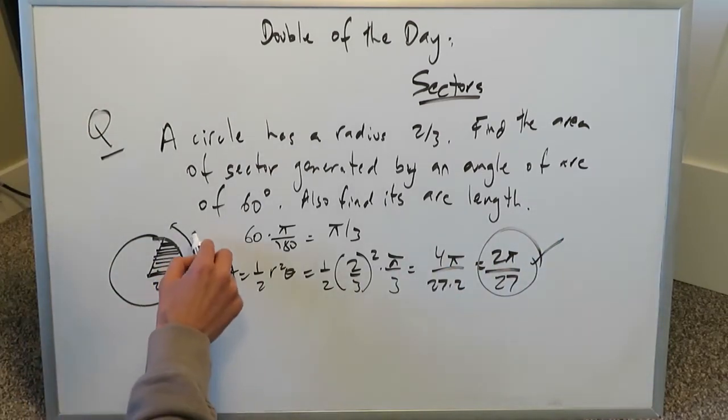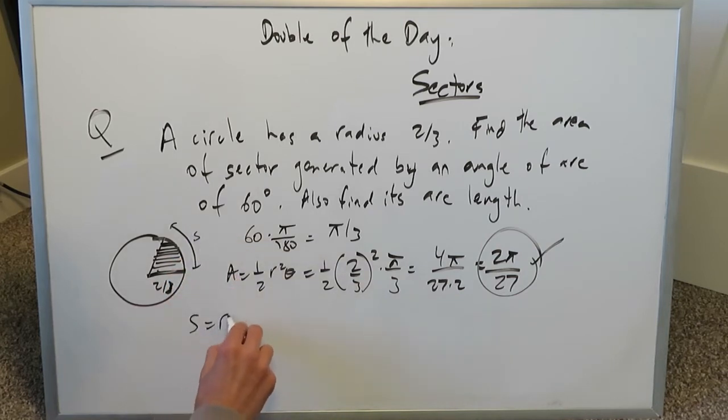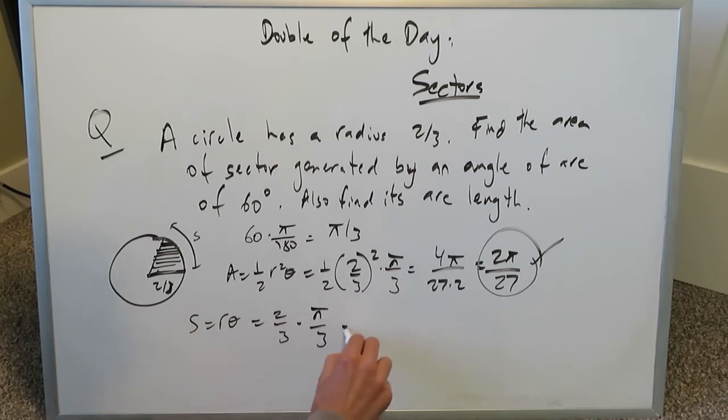How about the arc length, which is right here? S is equal to r theta. You have 2 over 3 times pi over 3, and that will be 2 pi over 9. And this question over here is done.